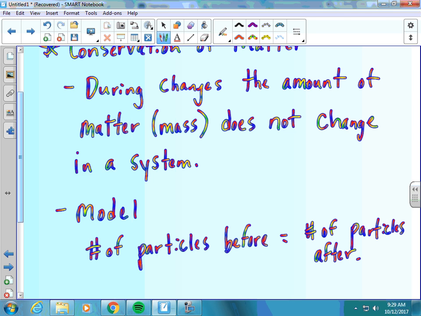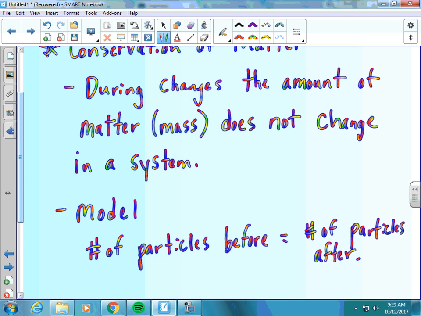Okay, so I have maybe 6 yeast particles, 6 hydrogen peroxide particles. I mix them and I show over here, I show 5 of each maybe, and then a couple leaving. That would be good. So my before particles should equal my after particles. All right, that's conservation of matter.